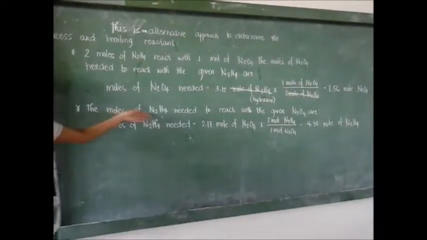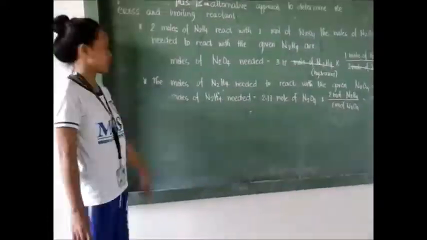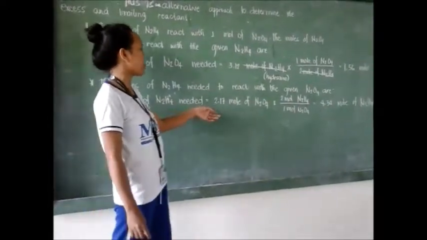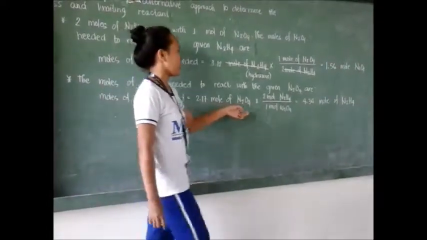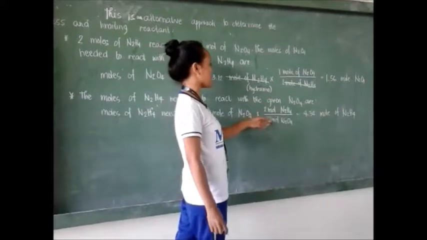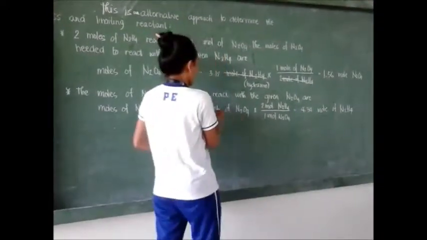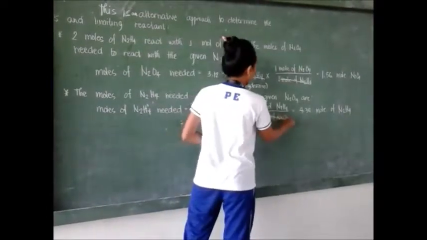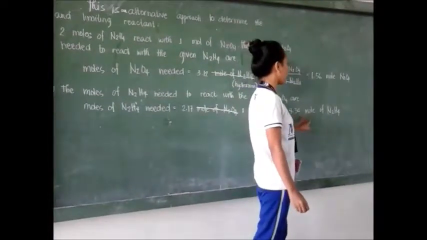Moles of hydrazine needed to react with a given dinitrogen tetraoxide. Moles of hydrazine needed is equal to 2.17 mole of dinitrogen tetraoxide times 2 mole of hydrazine over 1 mole of dinitrogen tetraoxide. The mole of dinitrogen tetraoxide here will be cancelled and it will equal to 4.34 mole of hydrazine.